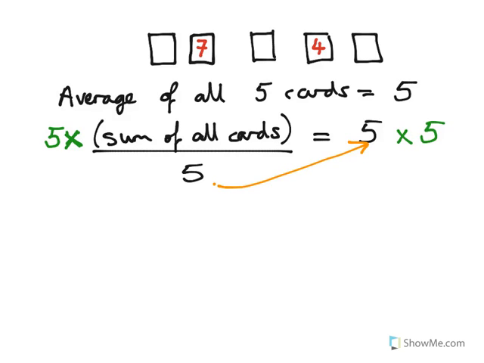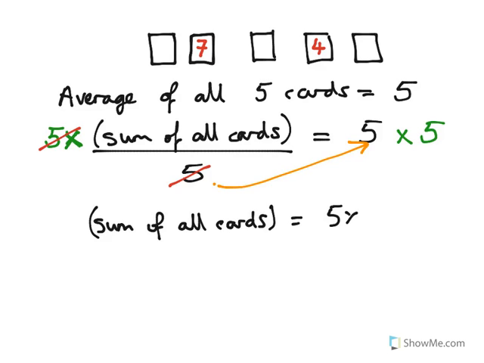Why do we do that? Well, then we get 5 here divided by 5 there, getting the sum of all cards by itself on the left-hand side. The sum of all the cards has to equal 5 lots of 5. If the average is 5, the sum of all the cards added up must equal 25.